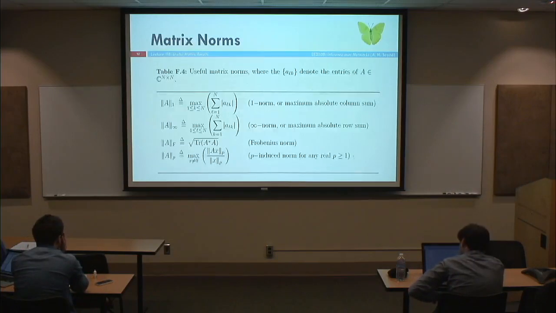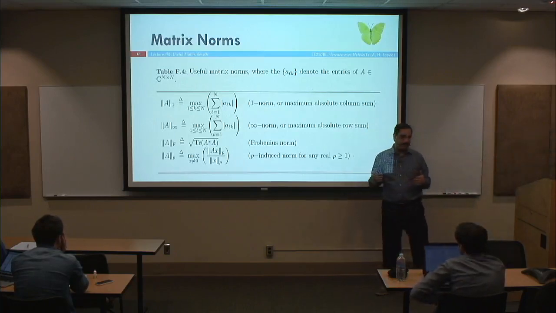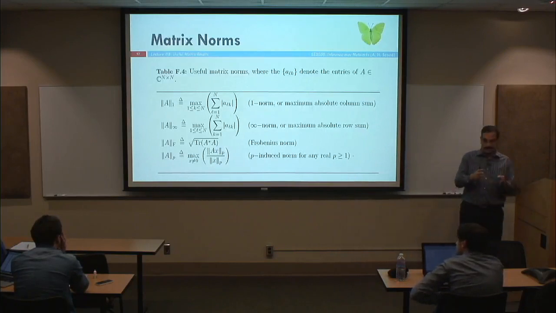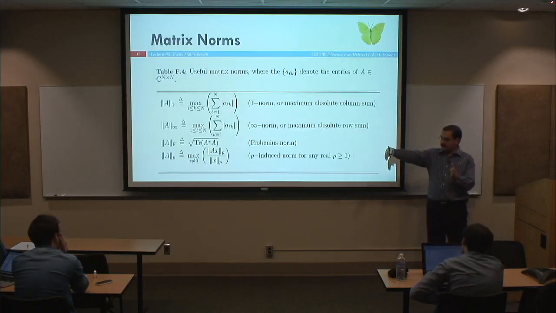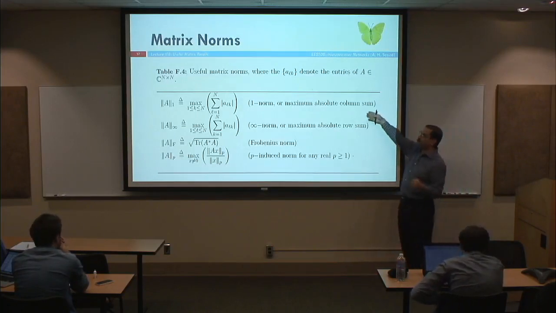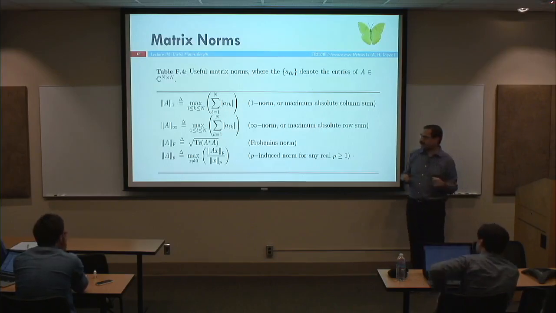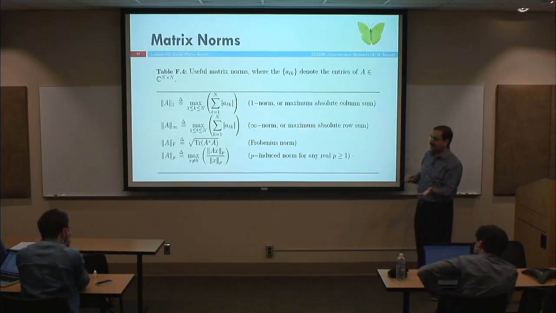Let me show you a table and then I'll come back. You can define the one norm of a matrix, the first line. What's the one norm of a matrix? You compute the one norm of the columns. Each column is a vector, and you pick the maximum among them, the maximum absolute column sum. That's what the one norm of a matrix is. The infinity norm, you compute the infinity norm of the rows, and you pick the maximum among that.